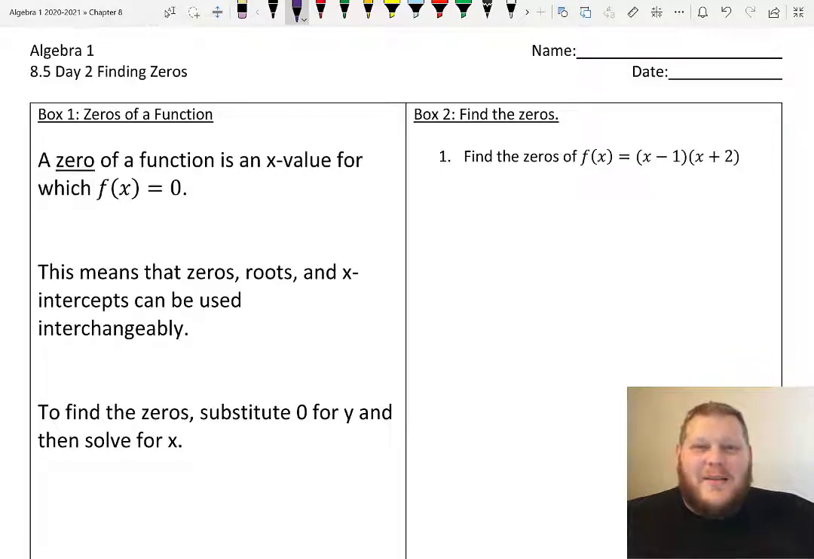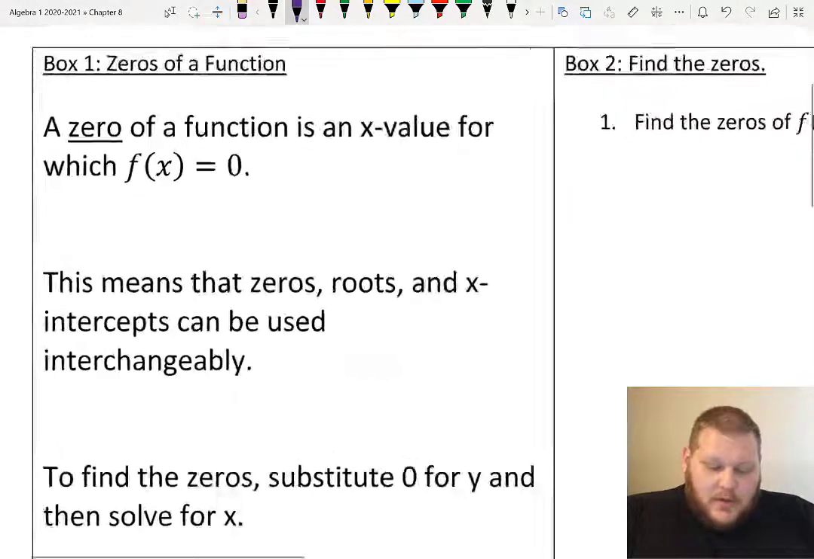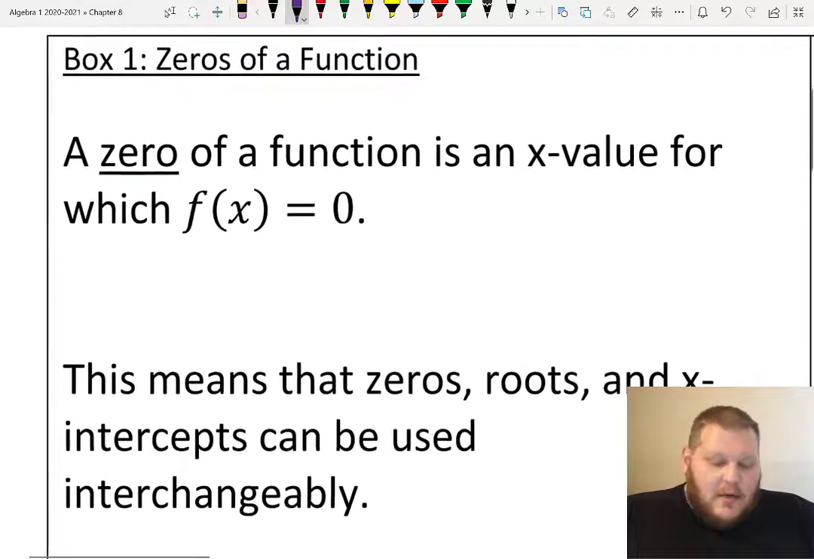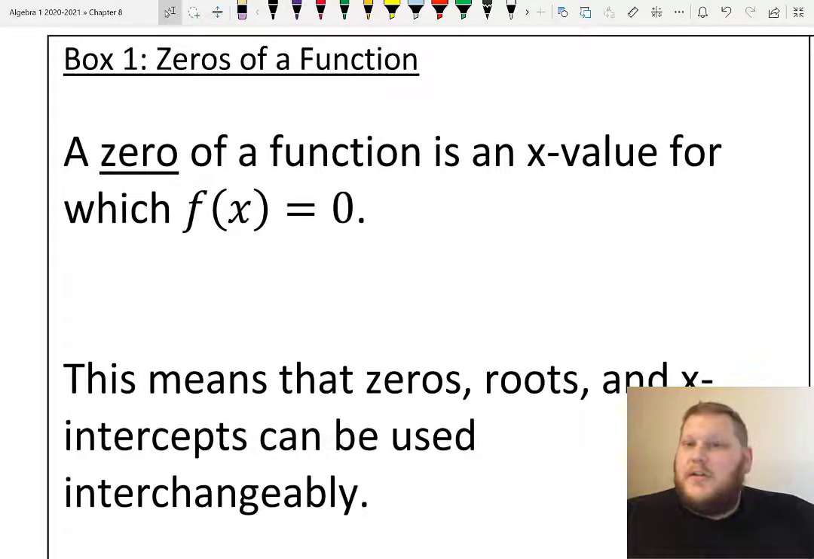Hey guys, today we're looking at our last set of notes for Chapter 8, 8.5, Day 2, all about finding zeros. So, hopping right into box number 1 with some definitions. A zero of a function is just the x value that makes the function equivalent to 0. So that's why we call them zeros. They're an x value that makes my function 0.